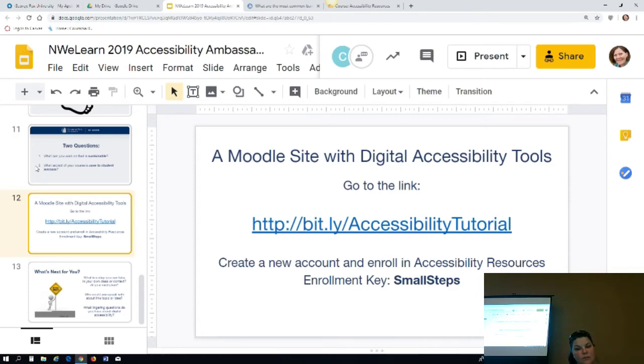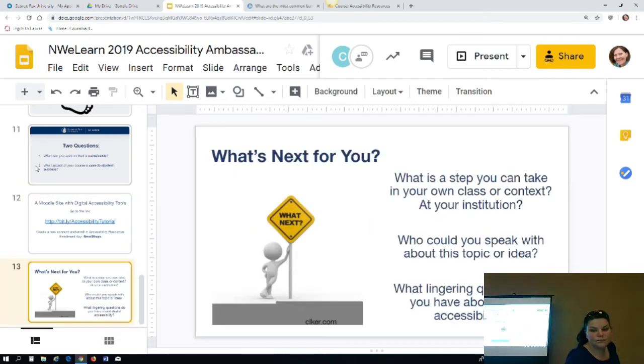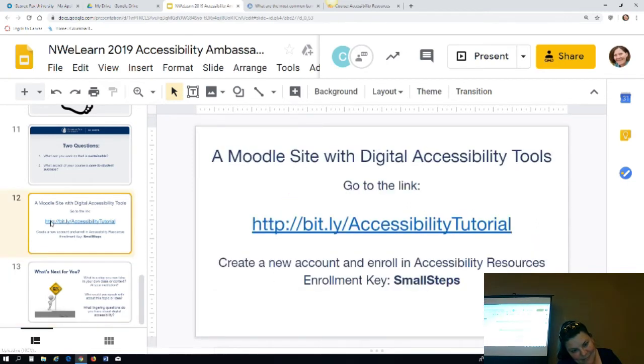You might need an enrollment key to get in there, and it's small steps. So what you see in that Moodle site is a collection of anything from how to go about captioning YouTube videos, to how to make Word documents accessible for screen readers, to what you can do within Moodle as an LMS to make sure that individuals are using that in a way that's most helpful to them.